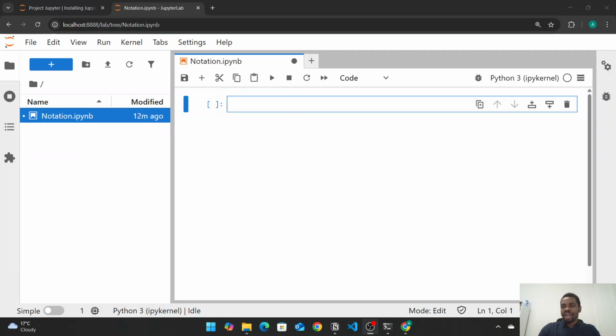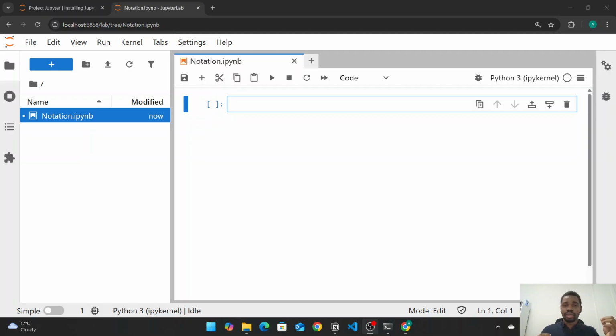Today we are talking about mathematical notations, and mathematical notations are very interesting. If you've read any textbook or maybe a research paper, you would have encountered mathematical notations. If you're a beginner, I'll be putting you through how to use Jupyter notebooks to format and present your mathematical formulas and mathematical equations.